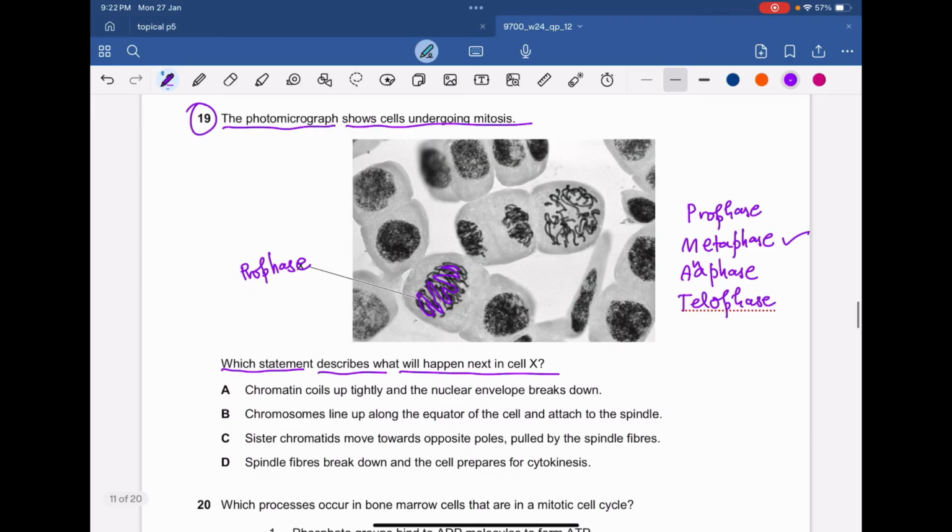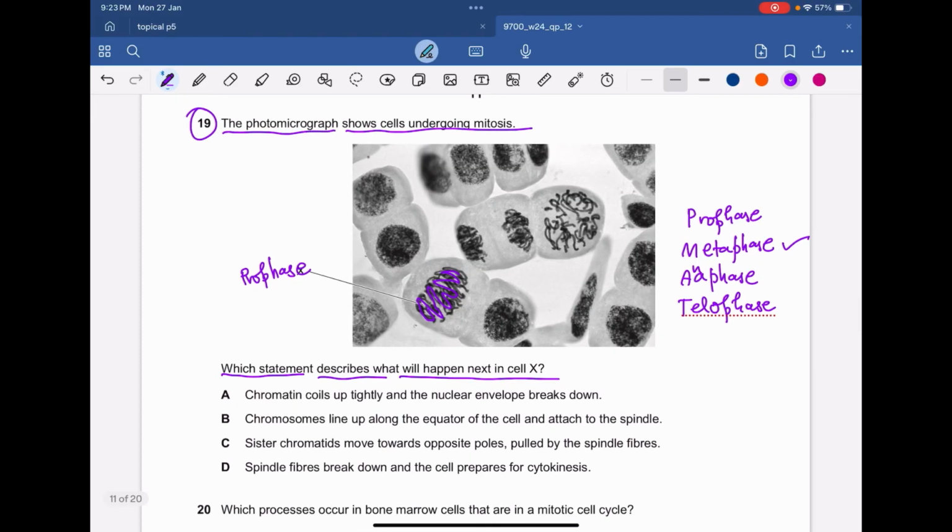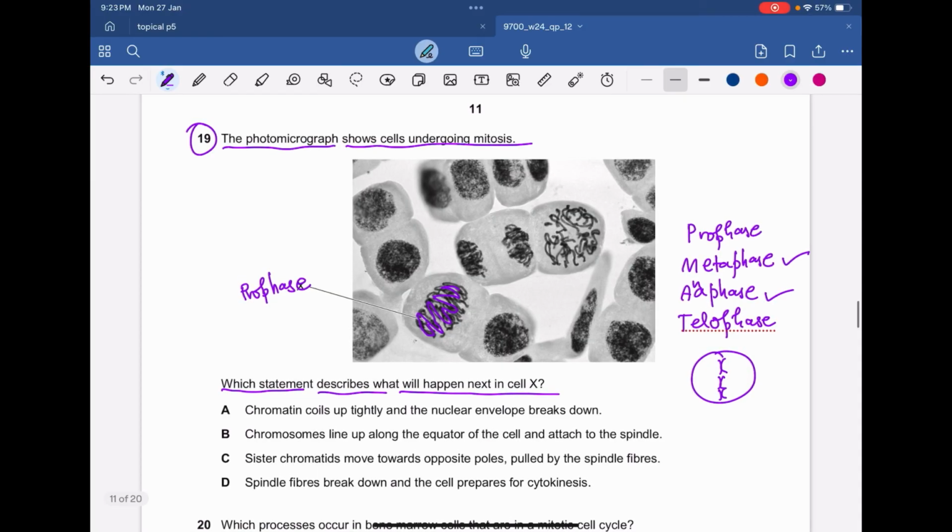This may not be the anaphase, this may not be the telophase, and this cannot even be the metaphase, right? Because in the metaphase the chromosomes are aligned at the center of the cell, right? And we cannot also see the spindle fibers, so this cannot be the anaphase as well, where they are being pulled apart. This cannot be telophase as well, right? So let's look at the options one by one, and then let's see what can be the correct answer, that what will happen next in cell X, right?